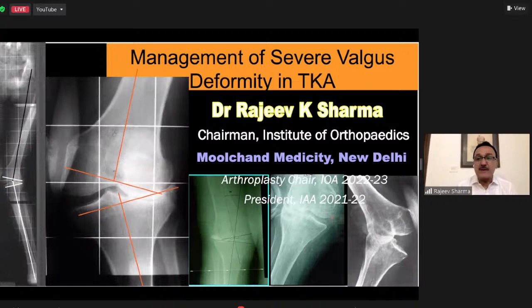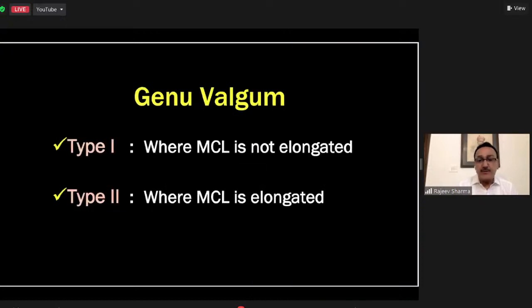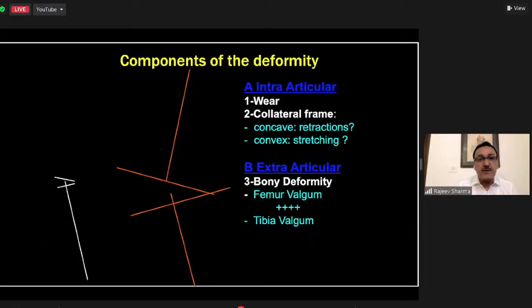So I'll be speaking on the severe deformities, how we can work them up by the bony procedures, how to handle the extra-articular deformities, which are not uncommon in these situations, and the constrained implants, where you should use them. So understanding the valgus knee is very important, and the steps for correction, as we have seen in the talks of Manoj and Dr. Dhanshekhar Raja. We have already discussed the types of genu valgum by Abhay. I'll not go through it.